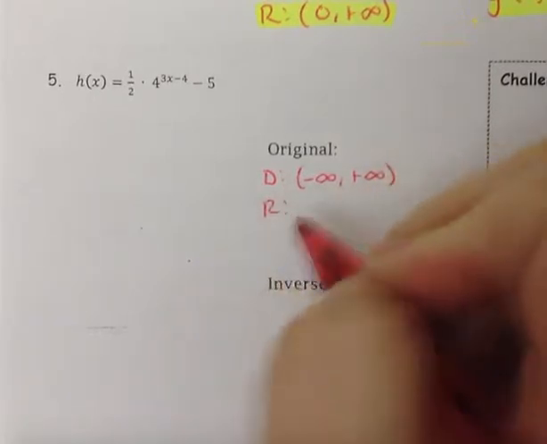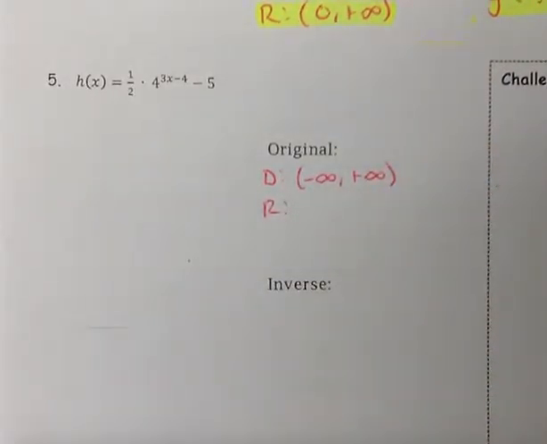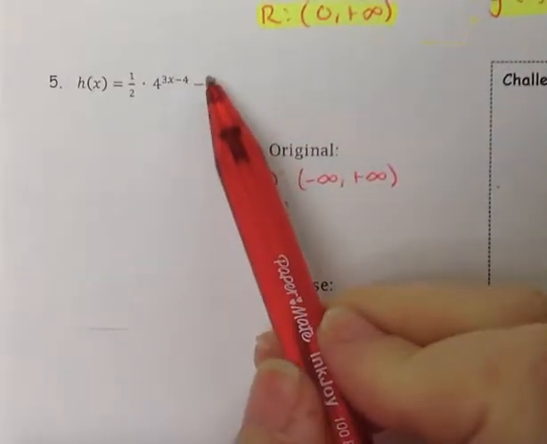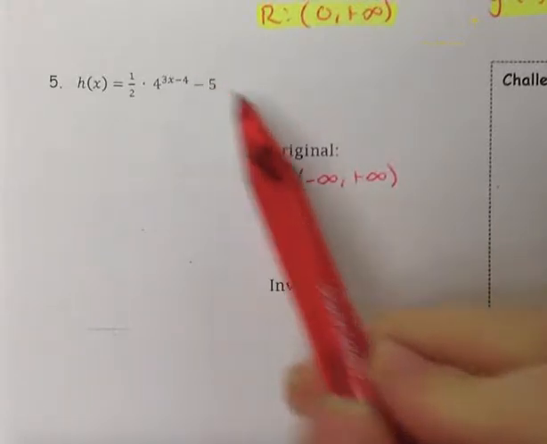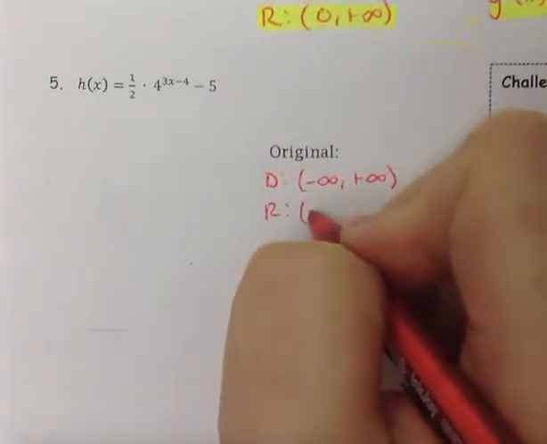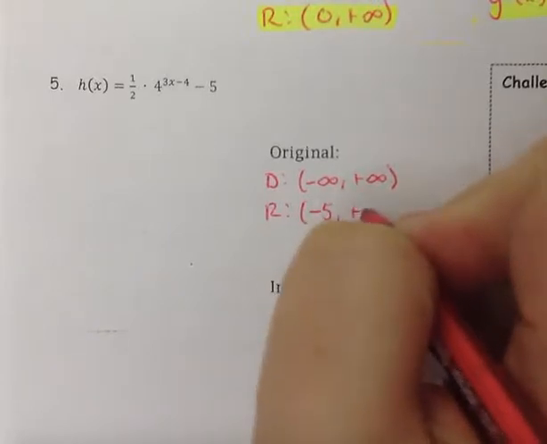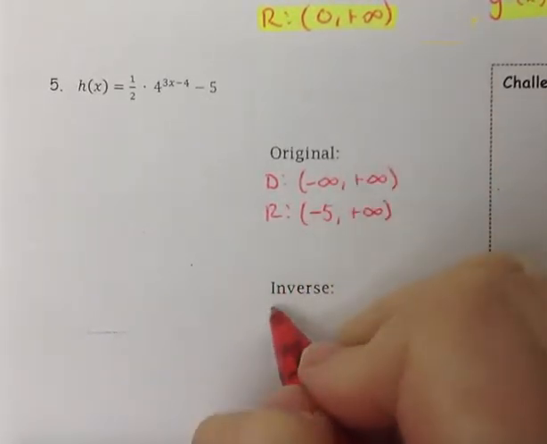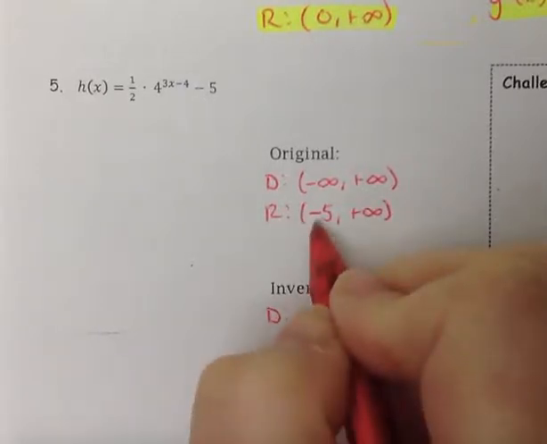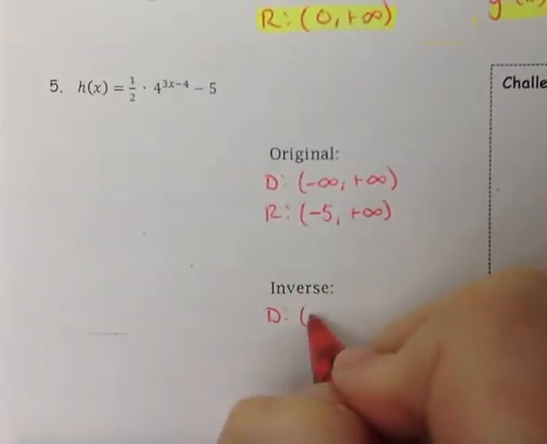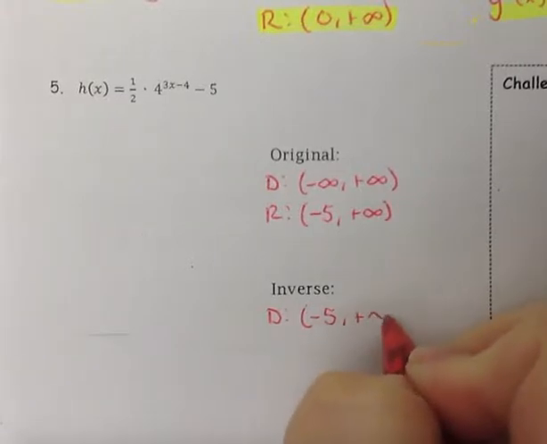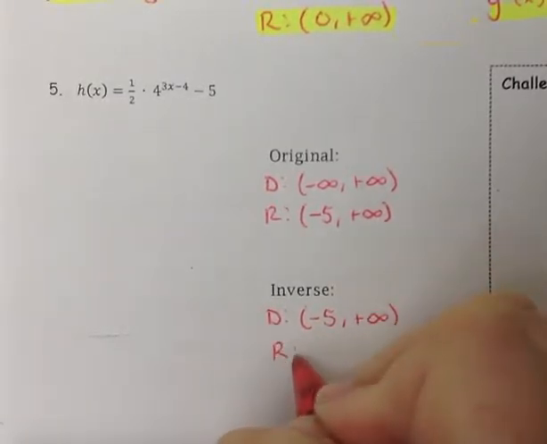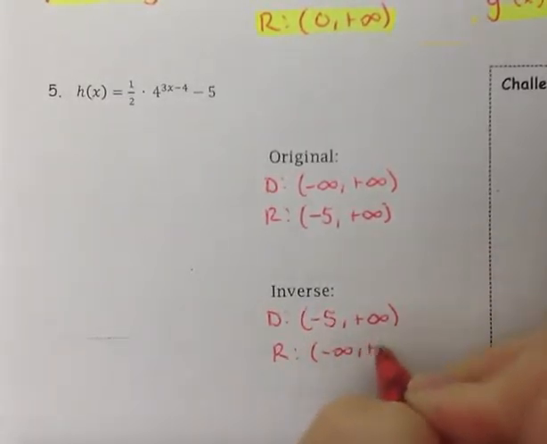Your range has an asymptote at your k value. Our k value is already by itself, it's that -5. So our k value is -5, and it will go up to positive infinity. So again, asymptote means it won't touch that -5. So for the inverse, the domain will be that -5 to infinity, and the range will be -infinity to positive infinity.